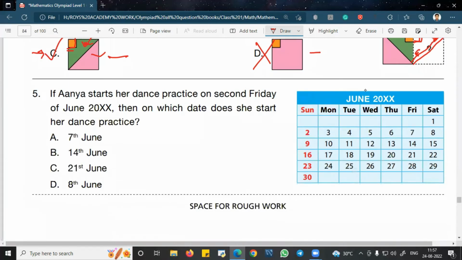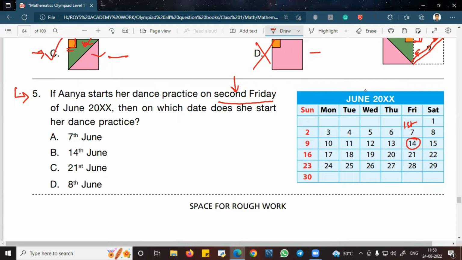In question number 5 there is a given calendar, and with this calendar there is a question. It asks: if Ananya starts her dance practice on the second Friday. Guys, you have to remember the call of second Friday. We have to recognize which is the second Friday. So 7th is the first Friday, and that means 14 is the second Friday. So the second Friday of June 20XX. Then which date does she start her dance practice?